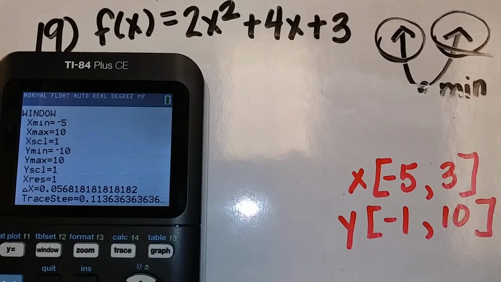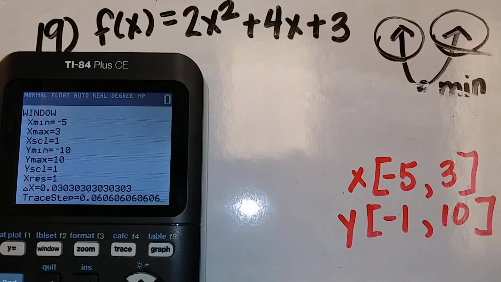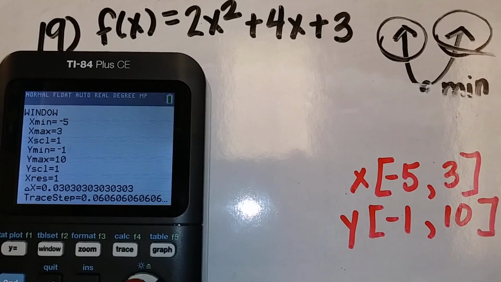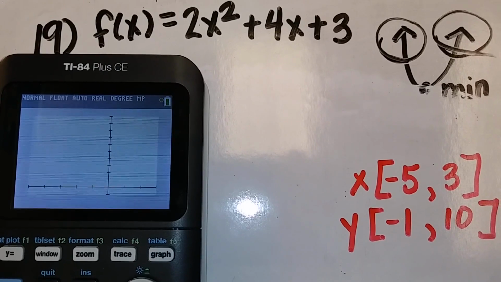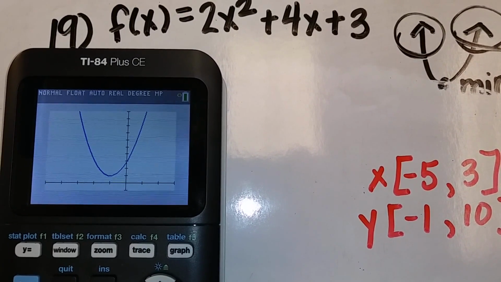On the X max, I'm going to say +3. On the Y min, I'm going to say -1. And I'm going to keep my Y max. And let's graph it again. I just personally like doing it this way a little better. Okay. I see some things.